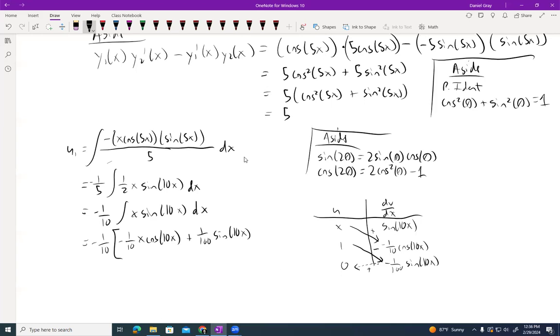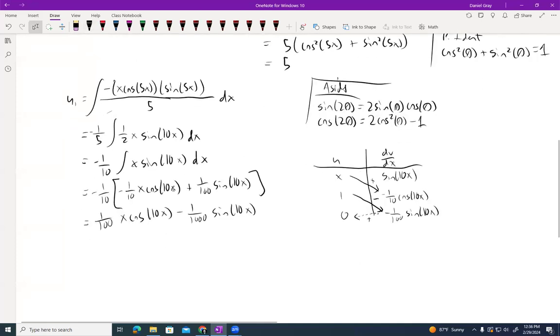And then we're going to get plus integral of 0, which is just a constant. In this case, we can let that constant be equal to 0 because it would just apply to another homogeneous solution. So this would just be equal to 1/100 x cosine of 10x minus 1/1000 sine of 10x. And that's going to be my u1.